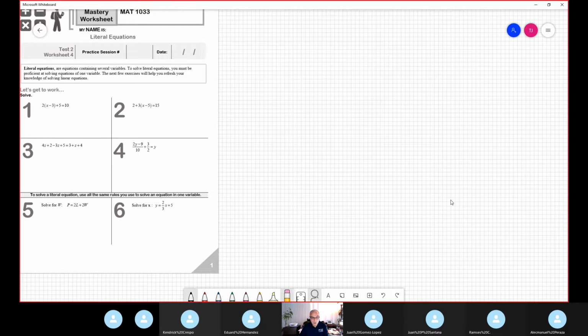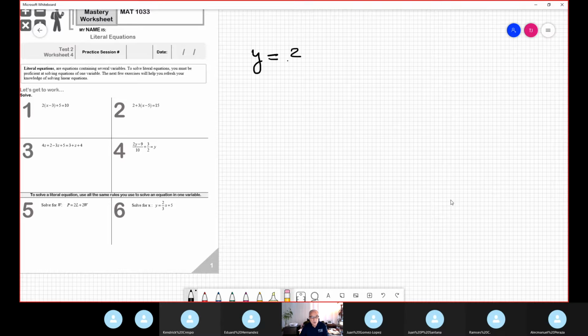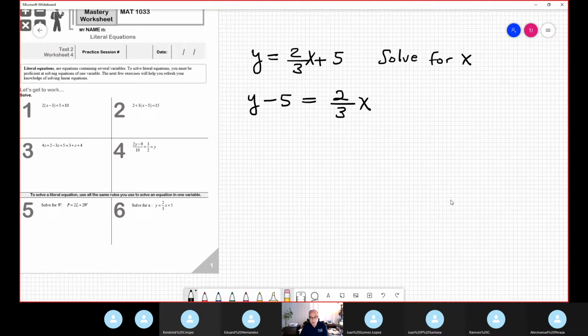Okay, so we continue doing the review. Now example number 6 is y equals 2/3 x plus 5, and you solve for x. Well, this is my x here. I forgot. So you subtract the 5. In order to isolate, you multiply by the reciprocal. What is the reciprocal? The reciprocal of 2/3 is 3/2.